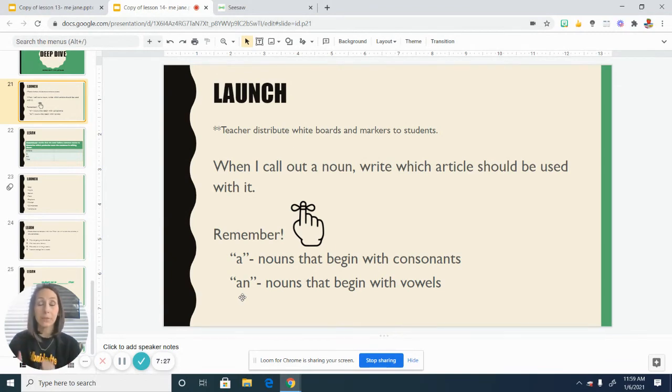If we go back to that first page where we looked at the sentences, the word apple was in the third sentence because it said "an apple for a snack." So apple starts with an A, so we used "an" before it. Okay, so let's look at some examples of words and see which one you would use, "a" or "an."